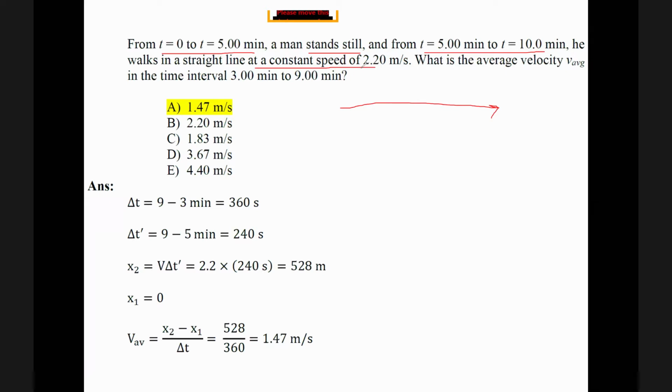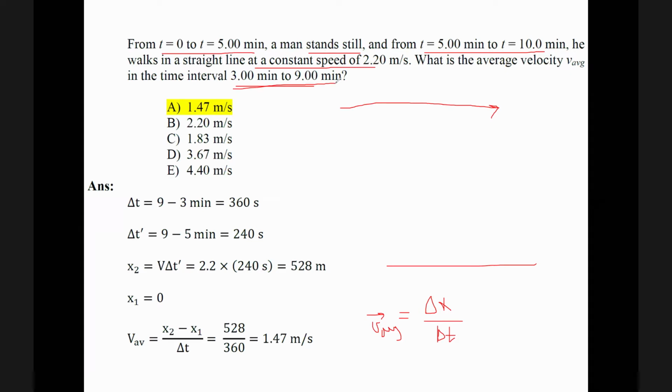He gave me the speed and he gave me the time between 5 and 10. Can I get a distance? Yes, I can get a distance because this is constant speed. It doesn't change. What is the average velocity in the time interval 3 to 9? Which means I need V average. What's the definition of the V average? Definition of the V average is displacement over time. So what is the time period he wants for this average velocity? Between 3 to 9, 6 minutes.